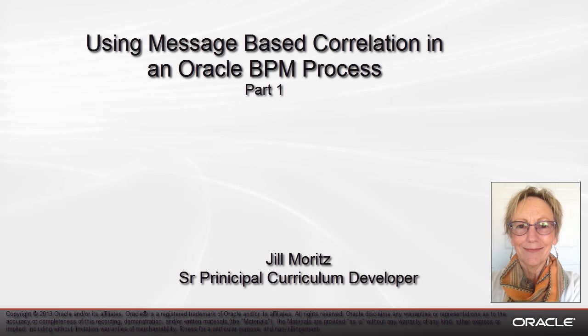This is part one of a two-part video series focusing on the use of message-based correlation to manage communication between two BPM processes. In this video, I'll show you how to set up correlation between two processes. In part two, I'll demonstrate how to use correlation when iterating through a loop of process instances. So let's get started.